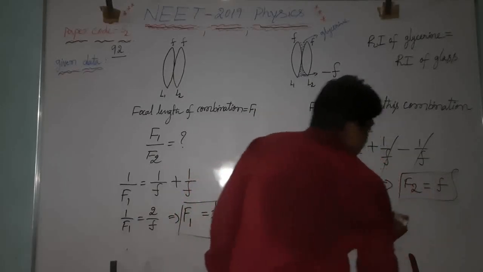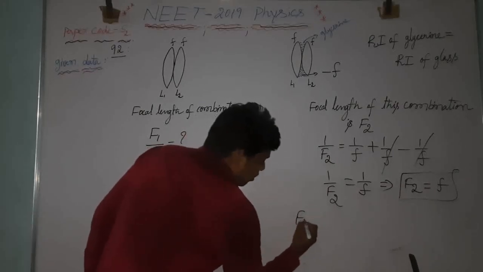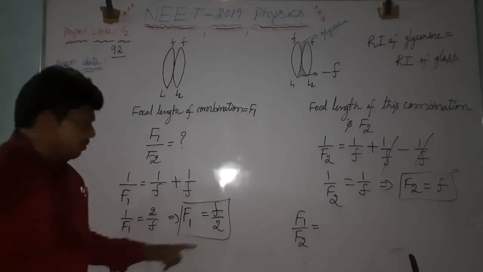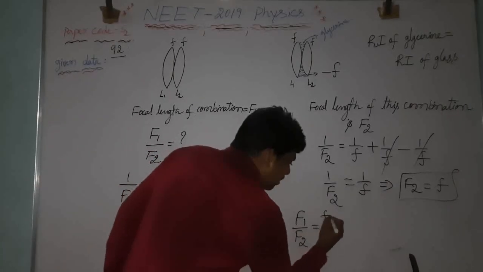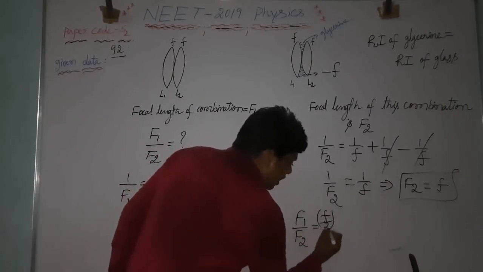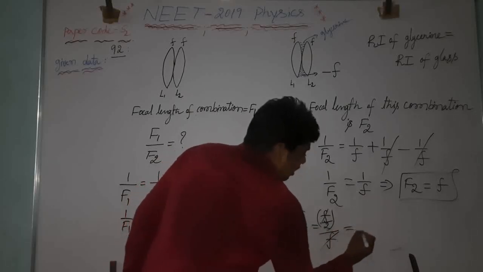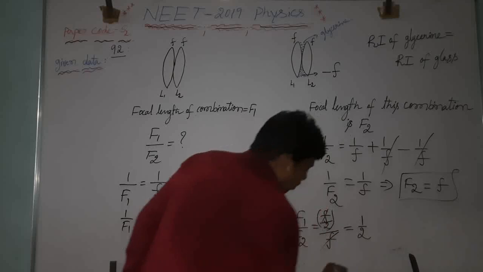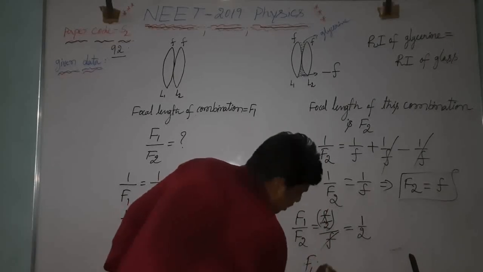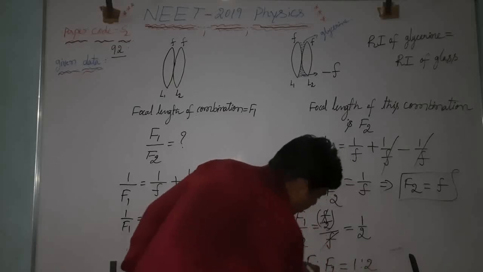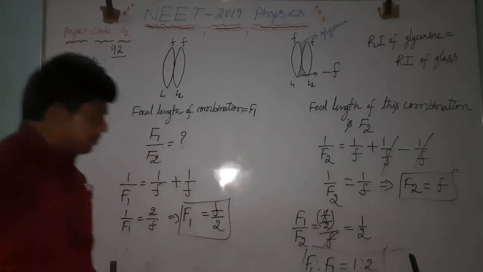What we have to find out? f1 divided by f2. f1 divided by f2 is equals to, what is the f1 here? f1 is equals to f divided by 2, whole divided by f2. f gets cancelled. That is nothing but 1 by 2. From this one f1 is to f2 is equals to 1 is to 2. This is the right option.